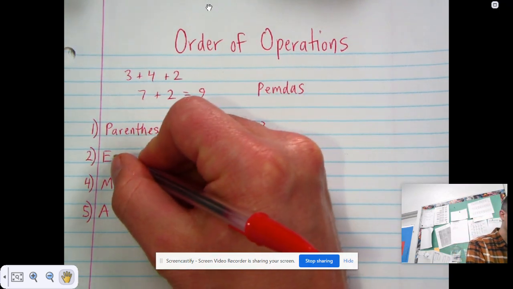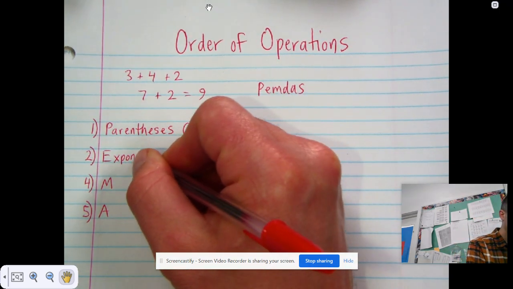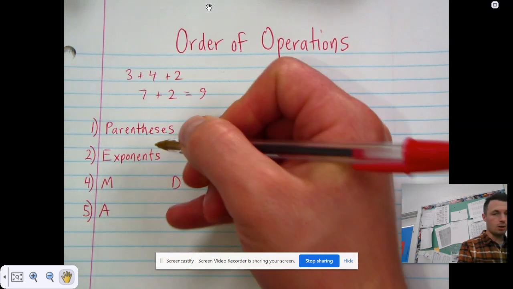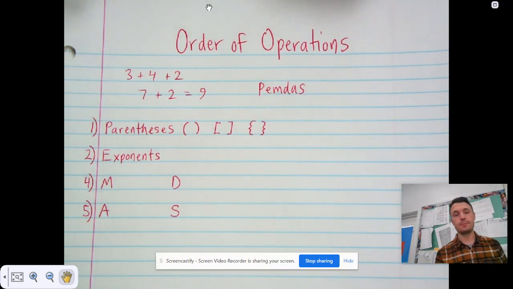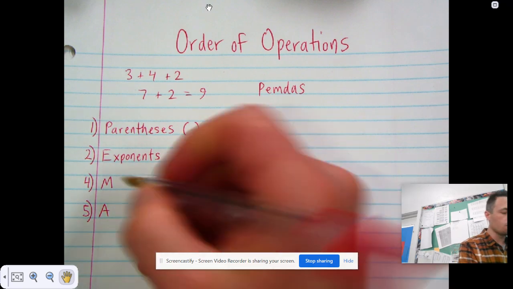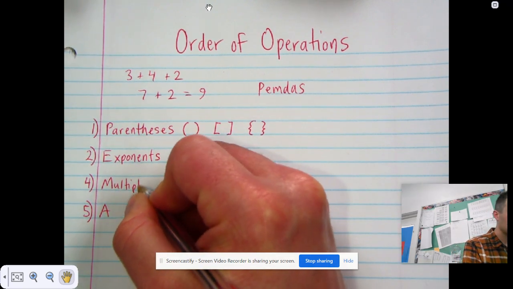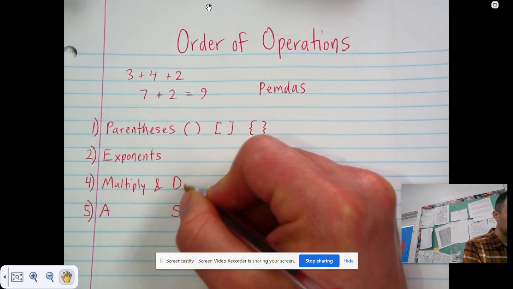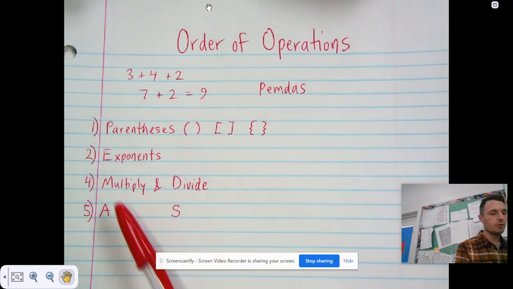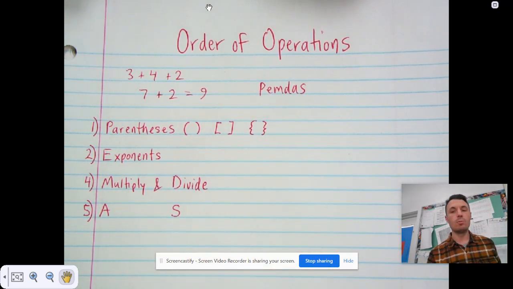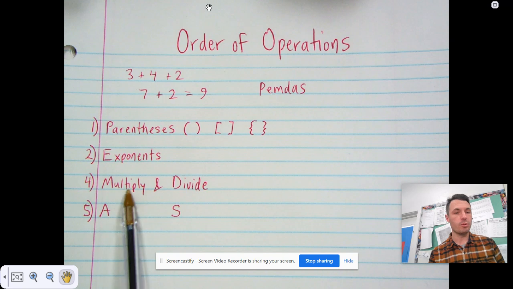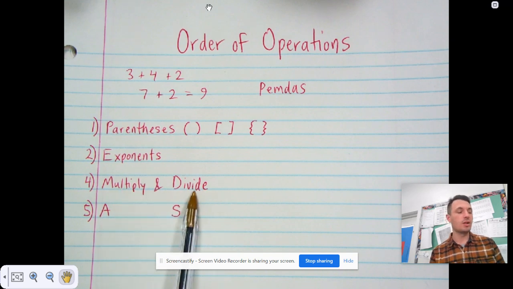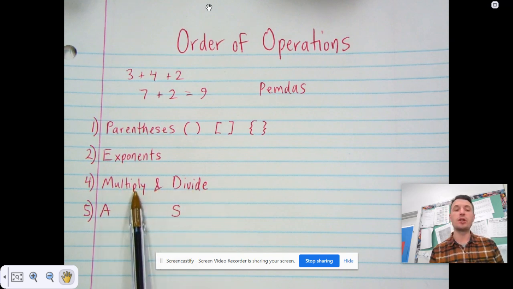Okay, and the E stands for exponents. We already know what those are. We do all the exponents next. The M and the D stand for multiply and divide. And the reason those are in the same step is because you multiply and divide from left to right as one step. So if from left to right, the division is before the multiplication, you do that first. But if the multiplication comes before the division, moving from left to right, you do that first.